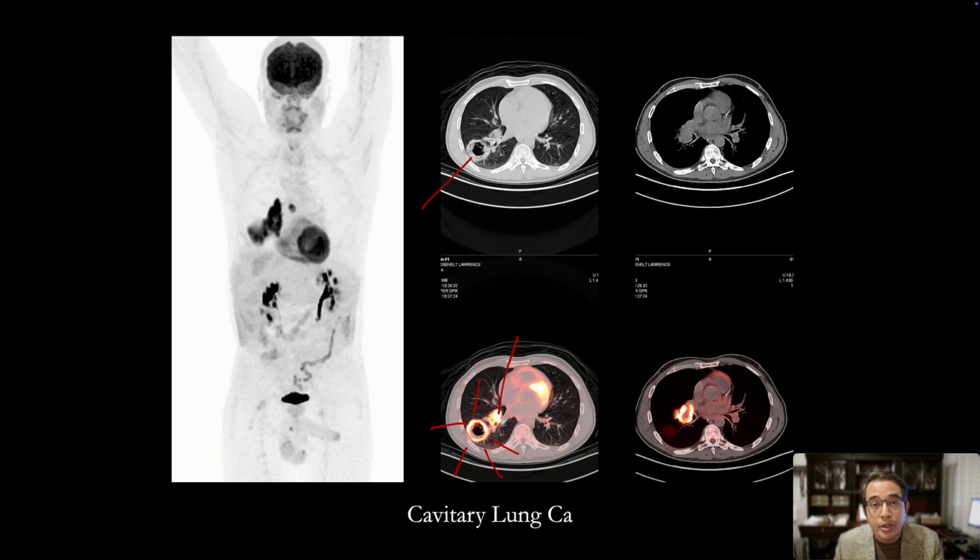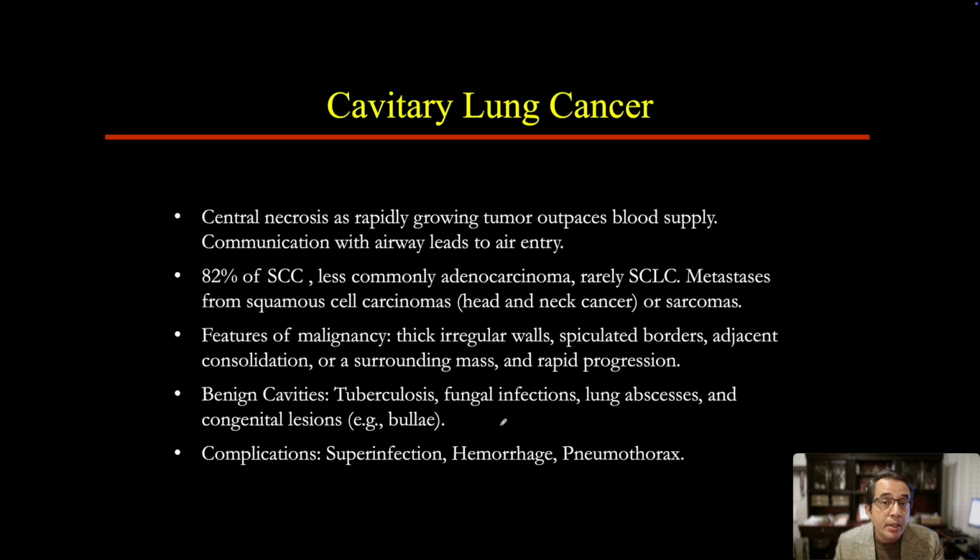So what are the characteristics of cancer when it presents as a cavitary lung cancer? The cavitation occurs because the tumor grows rapidly, outpacing the blood supply, and if there is a communication with the airway, it leads to air entry and air inside that cavity. Up to 82% of squamous cell lung cancers cavitate, less commonly adenocarcinoma. Our patient that we saw previously was diagnosed with adenocarcinoma, and small cell lung cancers rarely cavitate. Metastases from squamous cell cancers from the head and neck and also sarcomas can cavitate.